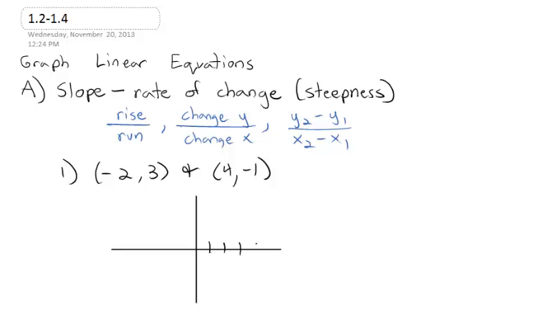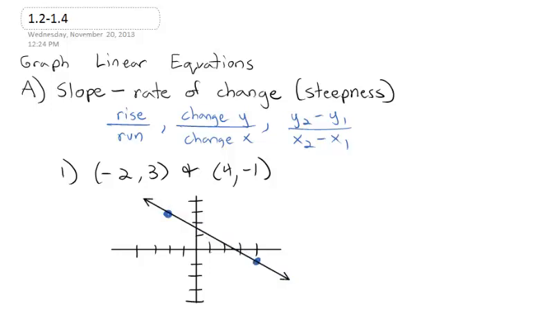Nice and pretty. And if we graph these points, we've got (-2, 3) and (4, -1). So I'm going to go 1, 2, 3, 4 each direction. The point (-2, 3) is backwards 2, up 3. And the point (4, -1) is right 4, down 1. And if I did a good job, let's see if I can connect those with a straight line. There we go.